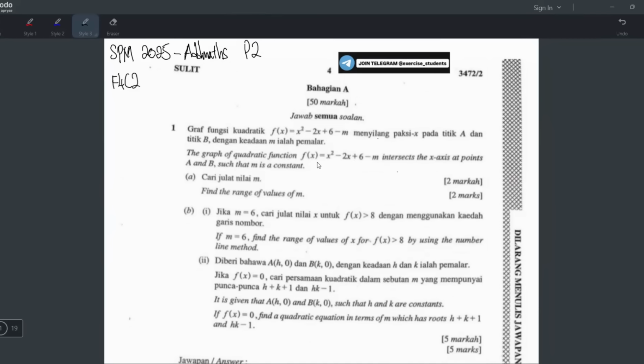The graph of quadratic function f(x) is x squared minus 2x plus 6 minus m, intersects the x-axis at points A and B such that m is a constant. Soalan A, find the range of values of m, and it's worth 2 marks.